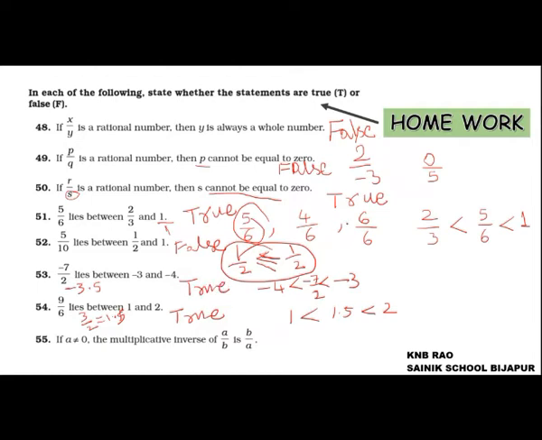Next, the 55th question. If A is not equal to 0, then the multiplicative inverse of A by B is B by A. Here A is not equal to 0; in this rational number A by B, A is the numerator. When A by B is inverted, or its reciprocal is found, then that A acts as the denominator in the reciprocal of A by B. So that is supposed not to be 0. This is what we learned in the definition of multiplicative inverse. So this statement is true.